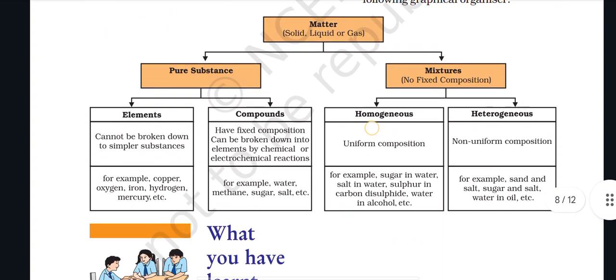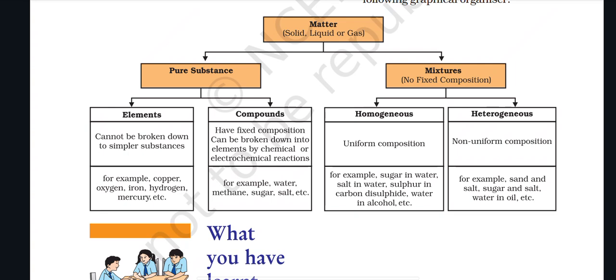And here another chart is given. Matter, like solid, liquid, or gas, is divided into two forms: pure substances and mixtures. Pure substances are again divided into elements and compounds. Mixtures are again divided into homogeneous and heterogeneous. Elements cannot be broken down into simpler substances, and examples of elements are copper, hydrogen, mercury, iron, oxygen, etc. Compounds have a fixed composition. They can be broken down into elements by chemical or electrochemical reactions. Examples of compounds are methane, sugar, salt, water, etc.